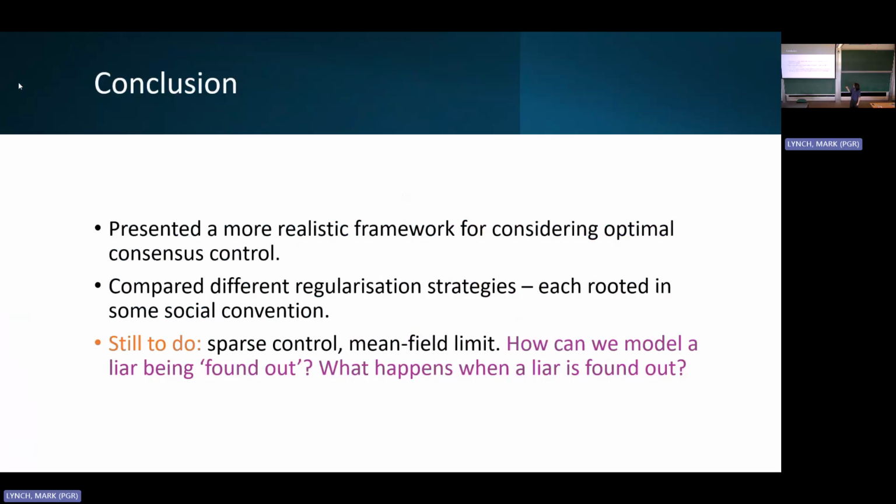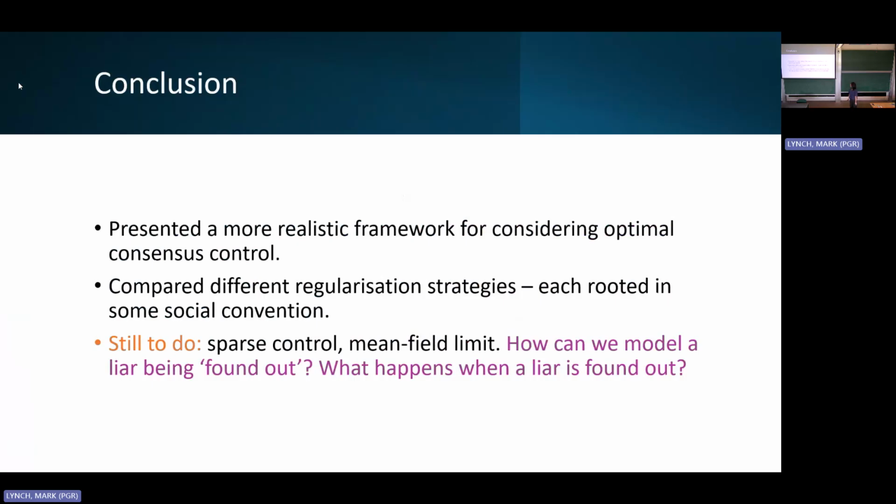And then there are some bigger questions. How can we model the liar being found out? And what happens when the liar is found out? You know, it's notoriously bad to do negative forcing in opinion dynamics because you just get unbounded things. So that will be hard.